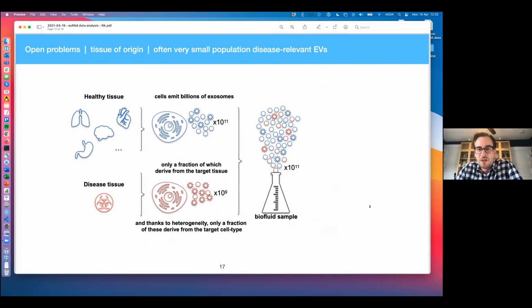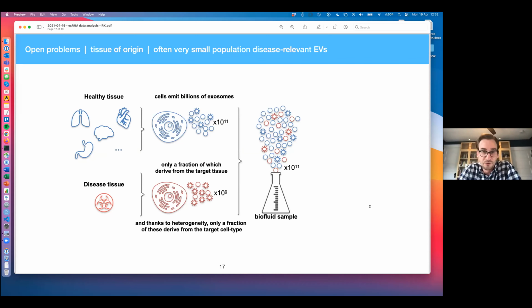So, as I mentioned, when you're doing the deconvolution, you're hoping to overcome a mixture in a biofluid, and you can see where this comes from, right? So you have, for example, some disease that you're hoping to measure through measuring plasma EVs. You're hoping to resolve any differences in RNAs whose origin is the disease tissue or cell type, against a massive background of EVs emitted from healthy tissues.